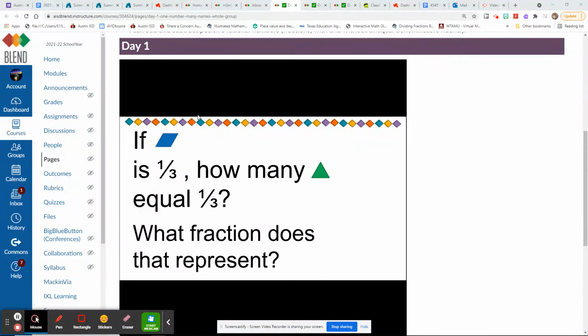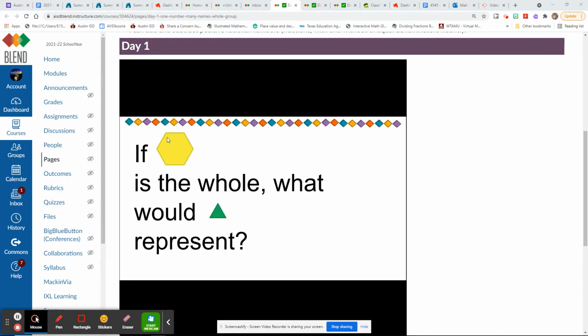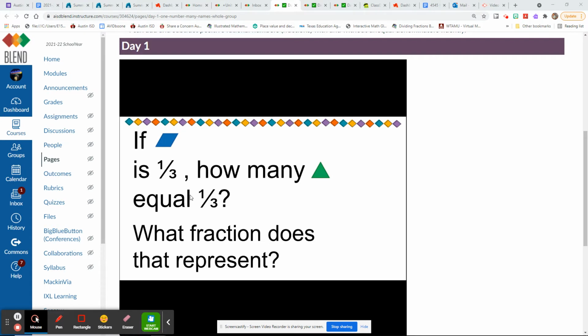All right, so now they're saying if that blue diamond is 1/3, because when we looked at the hexagon earlier, we saw that there was basically 3 blue diamond shapes inside that. So if that's 1/3, they're saying how many of these green triangles equals 1/3. So we could fit 2 of those green triangles in there. So one of those triangles is the same thing.